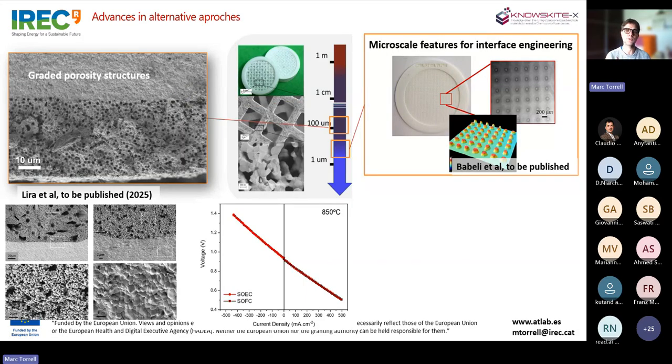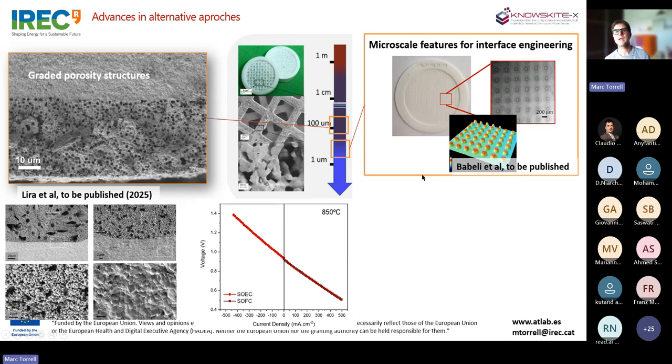We can print porous, dense, porous structures for the later infiltration, impregnation with the active phases to generate our devices. Here you have one of the cross sections of a 3YZ porous-dense-porous structure that we later functionalize with LSM. And we perform this reversible characterization. Here you have the SOFC mode at the right side, the SOEC mode at the left side, and we achieve quite reasonable current densities with this porous-dense-porous approach.